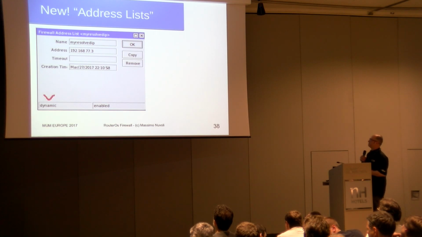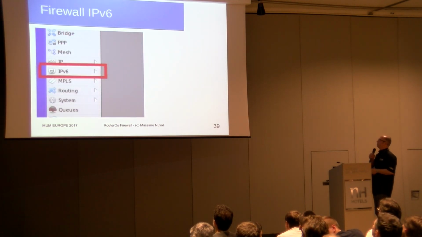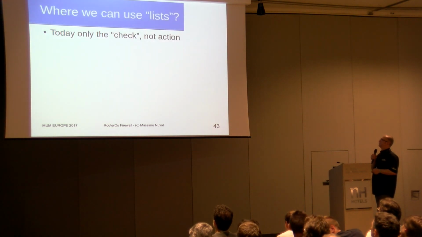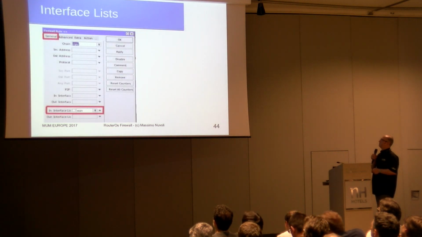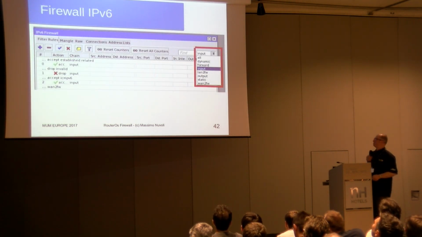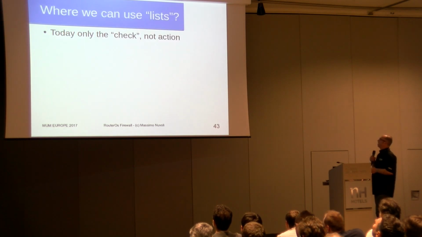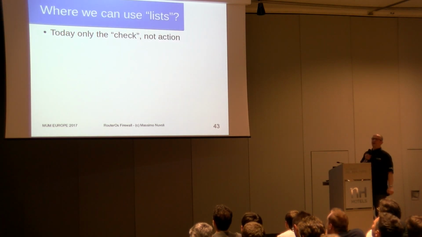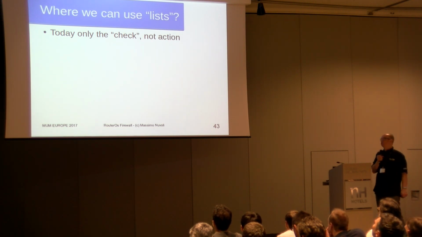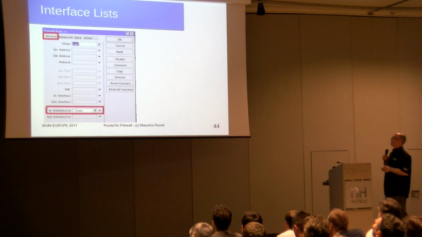That's dynamic. In IPv6 it's the same thing. Here the address list is the same thing. Then, where can we use lists? The best place to use a list is in a firewall rule.